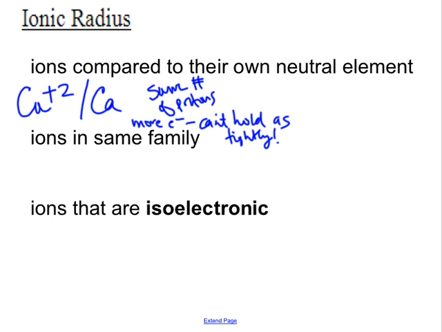So which one has more electrons here? The calcium does. Okay, so that one is going to be larger than the Ca plus 2. So this one's going to be smaller. You could also say calcium plus 2 is smaller because there is a larger proton to electron ratio. You can say that as well. There's lots of different ways to approach this.